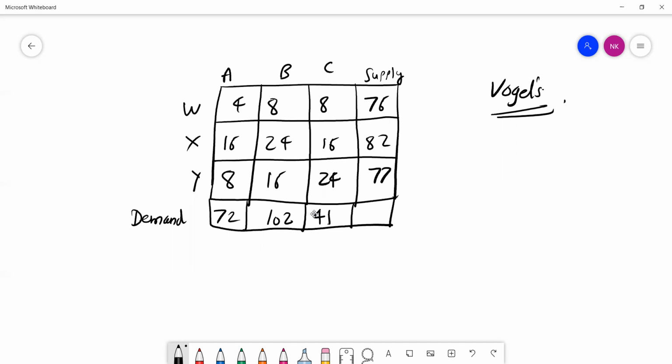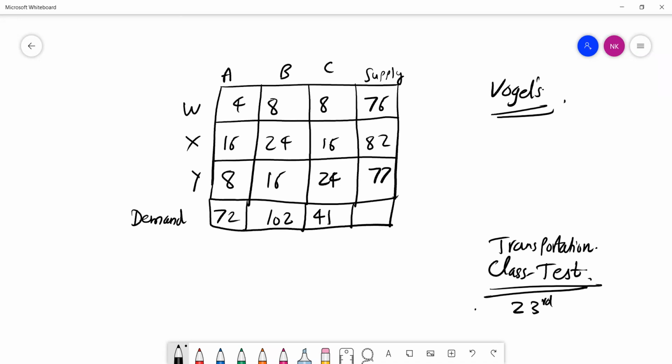But again, since we are at the end of this particular module, we need to conduct one class test for this transportation problem. I am planning to conduct the class test for this transportation problem on the 23rd. That is the next Monday. I hope the date will be fine. I hope there won't be any clashes.